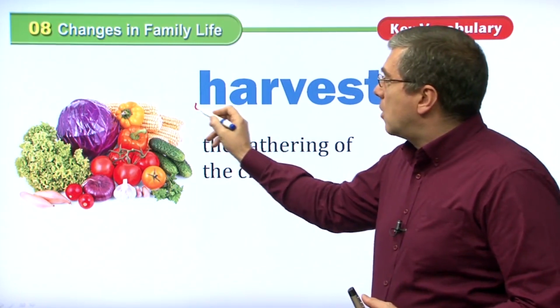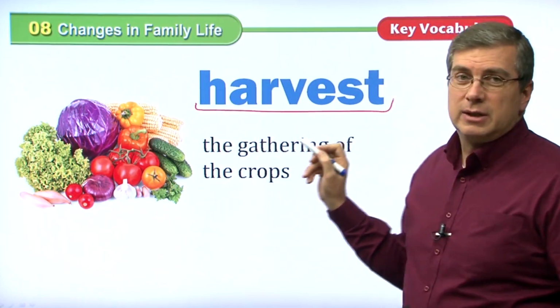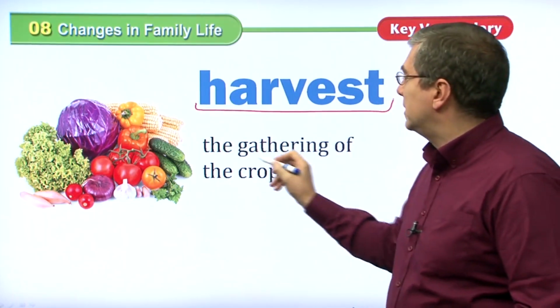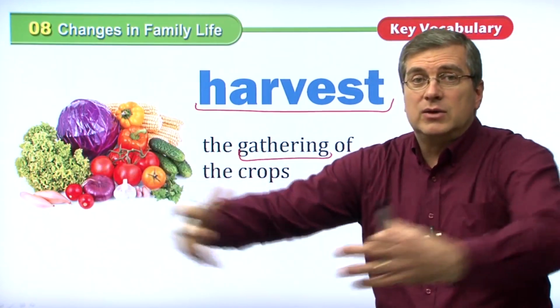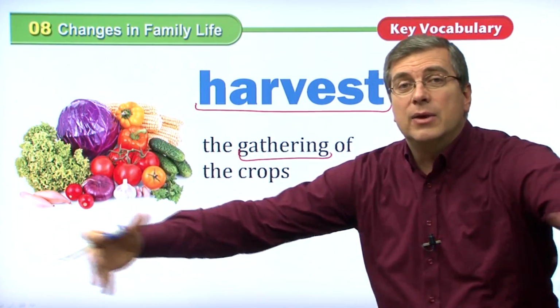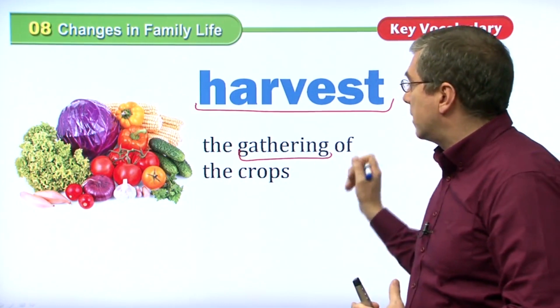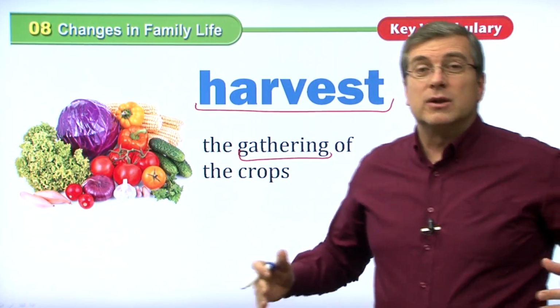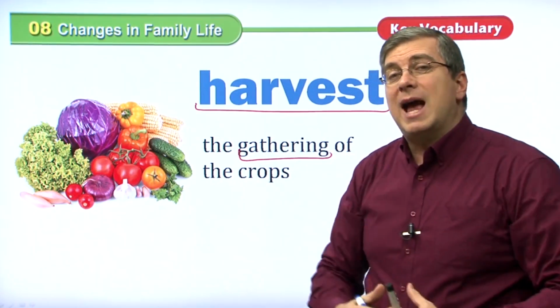And the farmers will go out and they will harvest. They will harvest the crops. Harvest means that they will gather. Gather together means to get together. You gather together all the things. You gather the gathering of the crops. So the farmer goes out and they will gather all those crops.